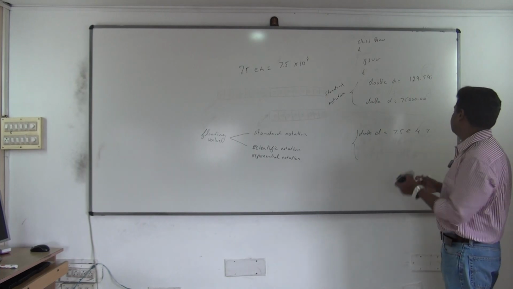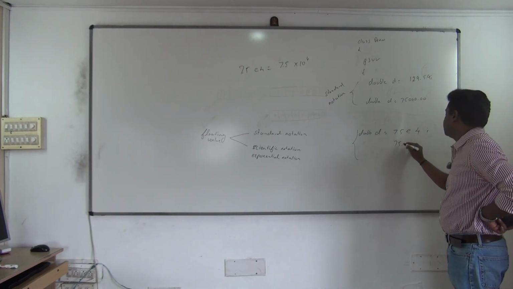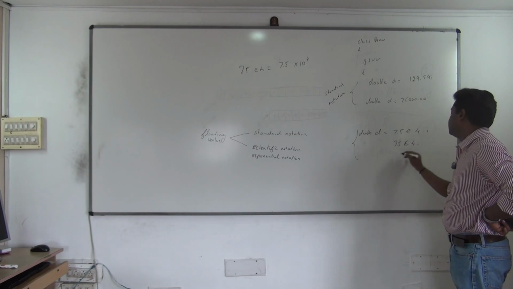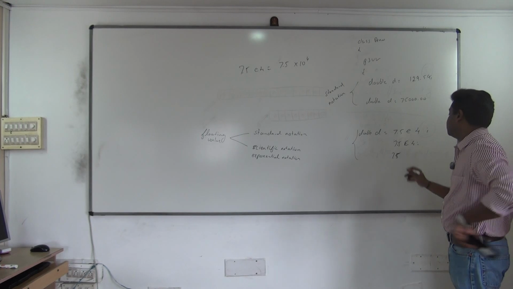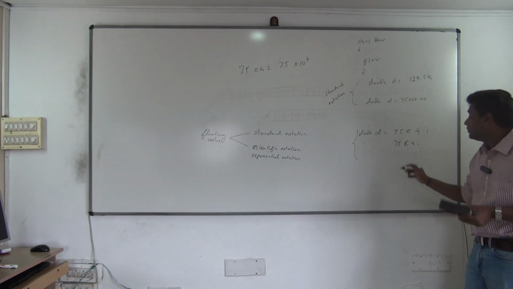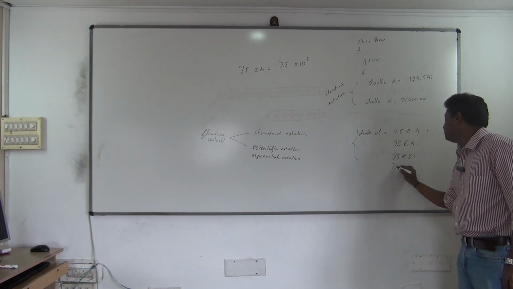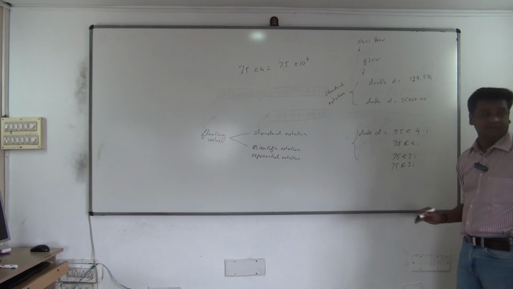Or also you can write 75, this is correct. Okay, this is the scientific way. Or you can write 7.5, capital E also you can use. This is 7.5 E4. Or I can write 75 E3, all are valid.